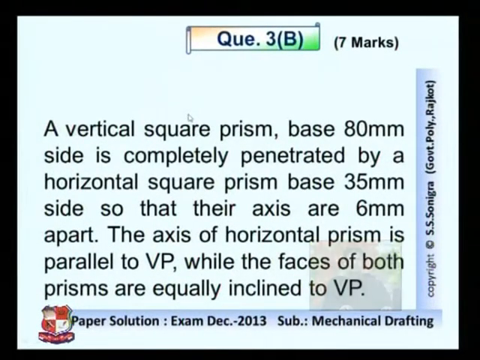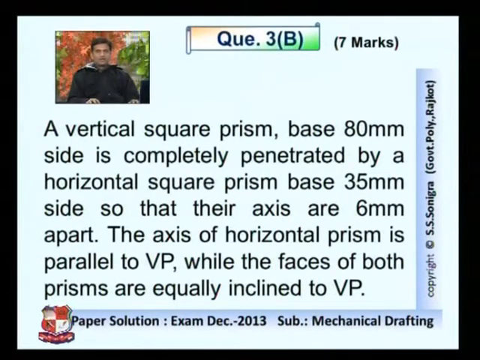Question number 3B asked for 7 marks. The data is given like this. A vertical square prism, base 80 mm side, is completely penetrated by a horizontal square prism, base 35 mm side, so that their axes are 6 mm apart. Here the axes of both the prisms are 6 mm apart, which is given data.